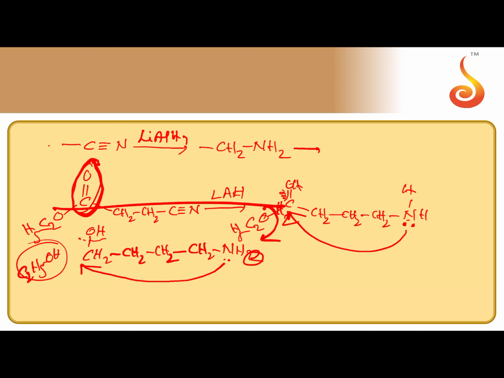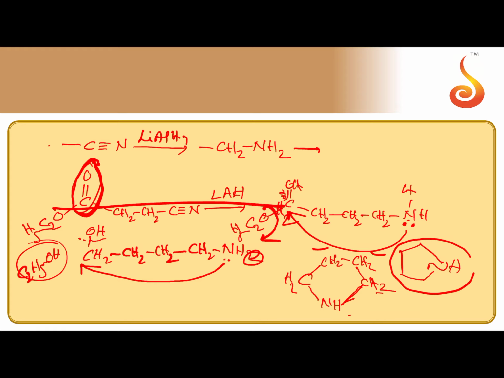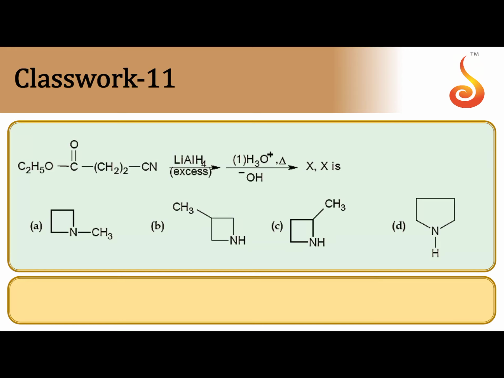OH undergoes protonation first. N through its lone pair attacks at alpha carbon. Then it becomes CH2N. H is taken by OH, forming H2O. NH. So between N and CH2 there are three more CH2s. CH2CH2CH2. So now these two are attached. So 1, 2, 3, 4, 5 membered ring is formed. 5 membered cyclic amide is the answer. So 5 membered cyclic amide, D is the correct answer.